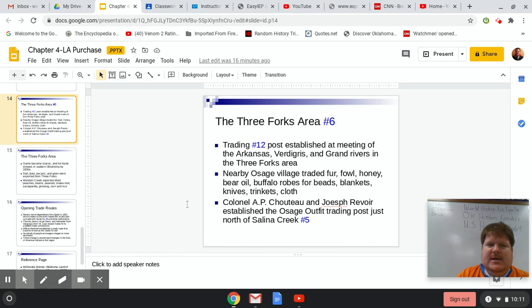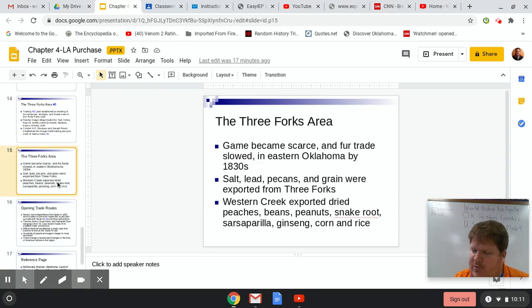If you need to pause to write it down, go right ahead. But Colonel A.P. Chouteau and Joseph Revoir established the Osage Outfit trading post just north of Salina Creek in this region of the area. A lot of waterways in this area, and a lot of trapping, but definitely a big popular area.